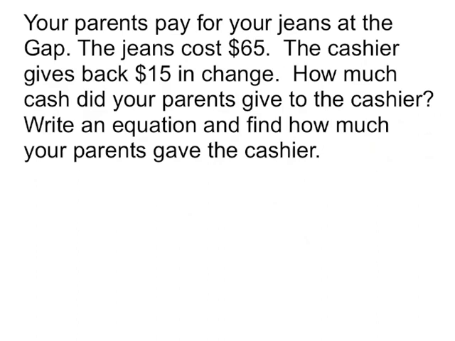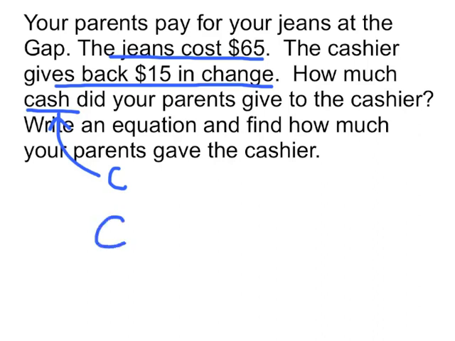Your parents pay for your jeans at the Gap. The jeans cost $65. The cashier gives back $15 in change. How much cash did your parents give to the cashier? So we don't know how much cash, so we could use C to stand for the cash that they gave the cashier. Write an equation and find how much your parents gave the cashier. They gave the cashier C dollars. We don't know how much.